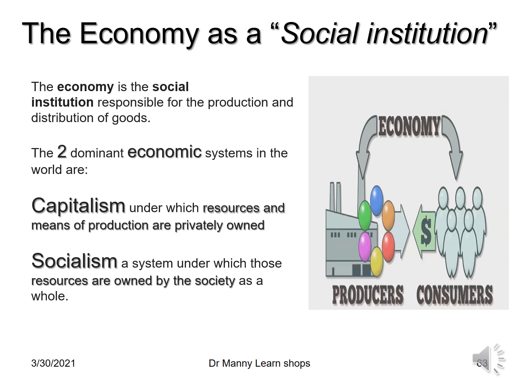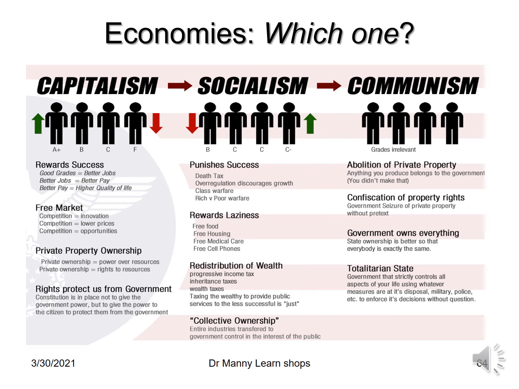Capitalism is under which resources and means of production are essentially privately owned. Socialism is a system under which those resources are owned by society as a whole. So here we've got three. You've got capitalism, socialism in the middle, and communism. And in capitalism, the rewards of success are a free market, private property is owned, and rights protect us from the government. So essentially, if it's your property, the government can't take it from you.